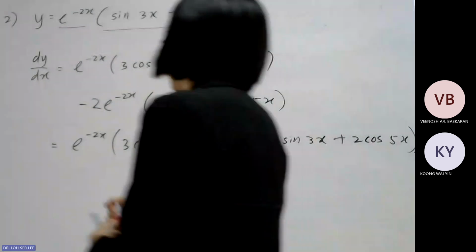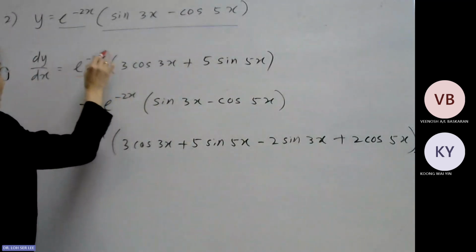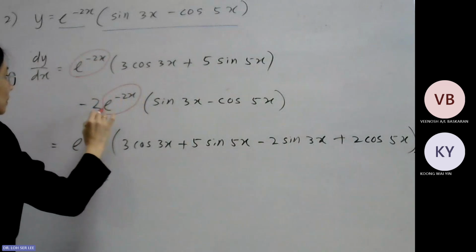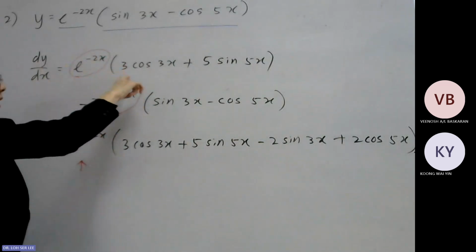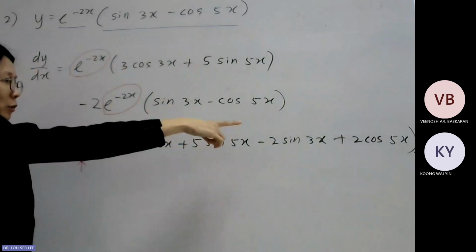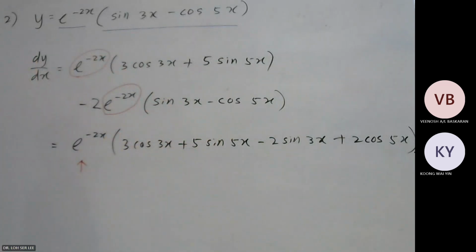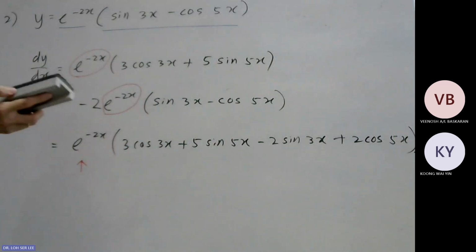Okay, here I factorize this to get this. Okay, factorize. Then what is left will be here. Okay. And we move to number 3.